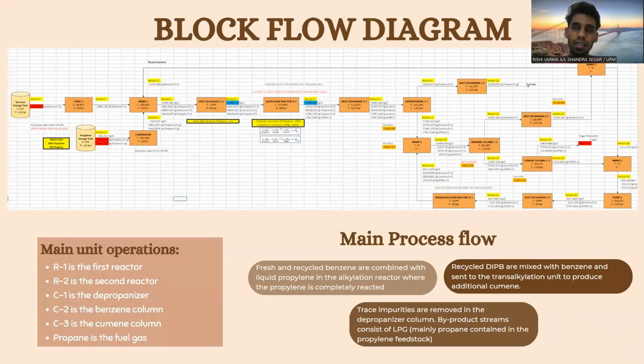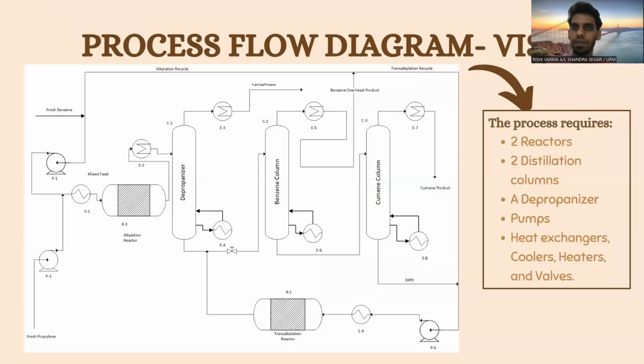So this is the block flow diagram for our plant design. The fresh feed, which consists of benzene and propylene, will enter the alkylation reactor to undergo the alkylation process. After that, it undergoes several separation processes in order to get high purity cumene. The unwanted DIPB and extra benzene will be recycled back to the transalkylation unit to produce additional cumene.